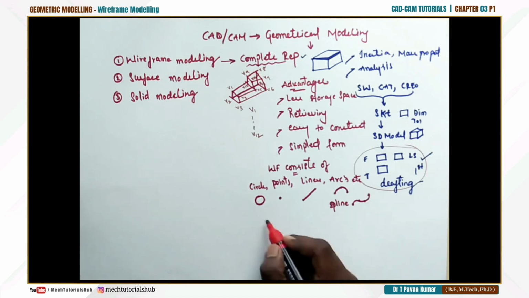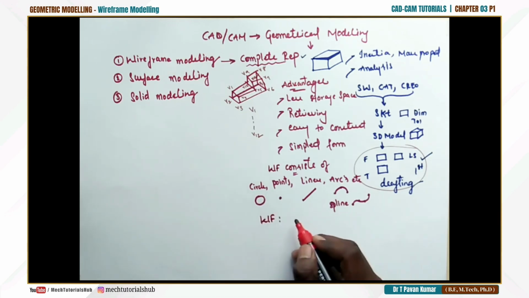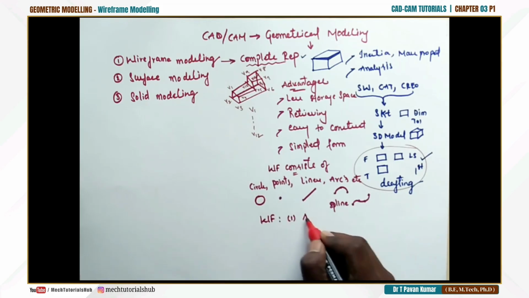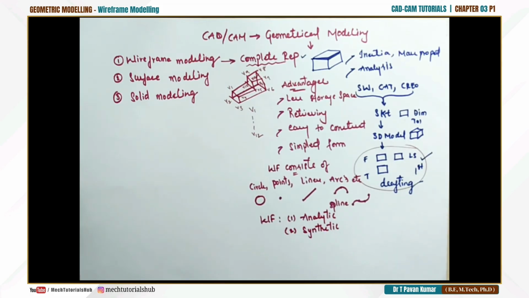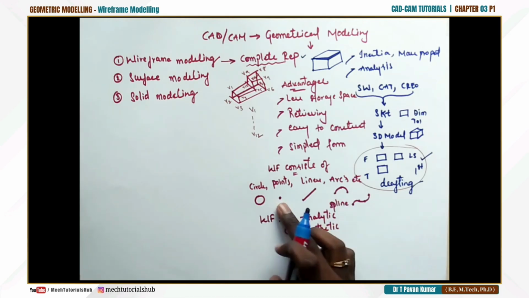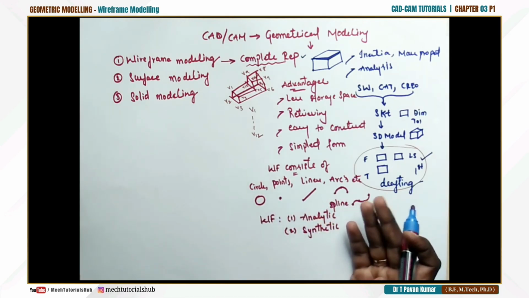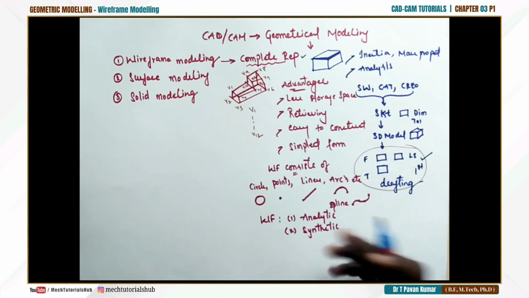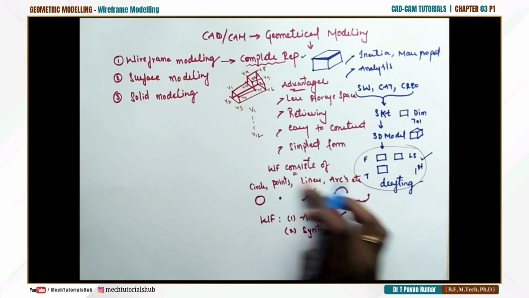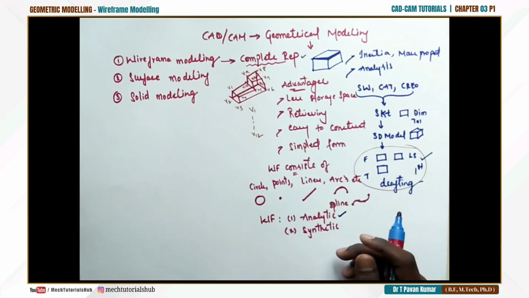Now this basic wireframe is classified into two types. Number one is analytic type. Number two, synthetic. These are the two methods. These are two different ways to develop a wireframe model. Now if you consider analytic entities, as I discussed about line, point, arc, circle, fillets, chamfers and conics, parabolas, hyperbolas, all other things come under this analytic type. All these you can consider, parabola, hyperbola also.